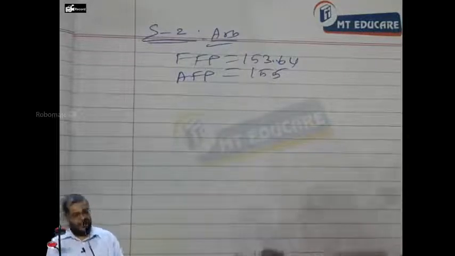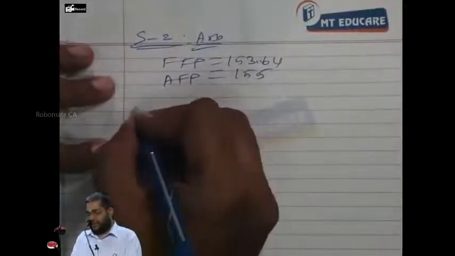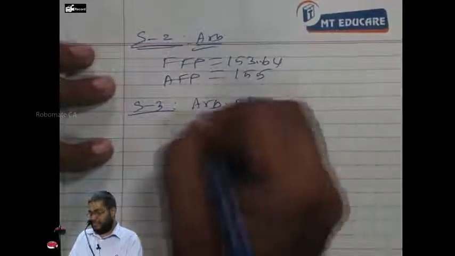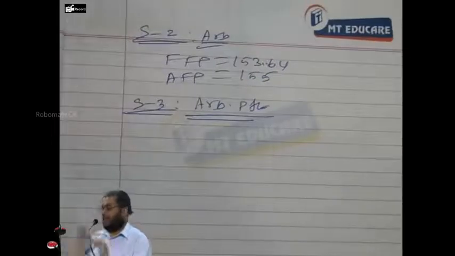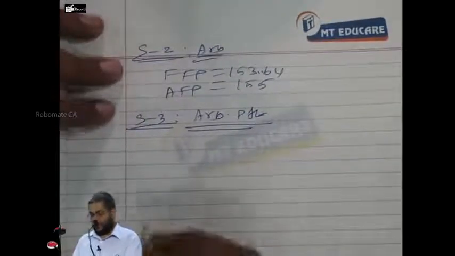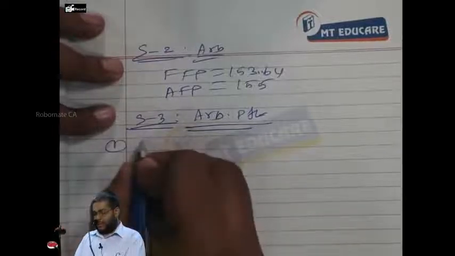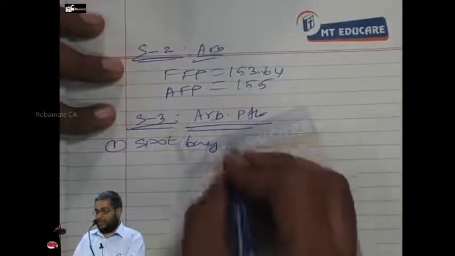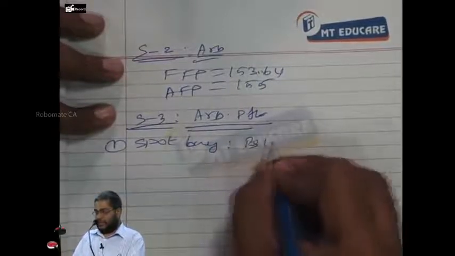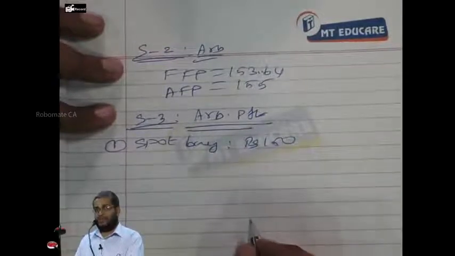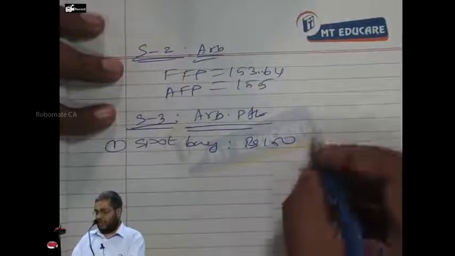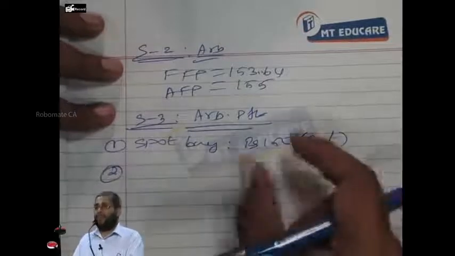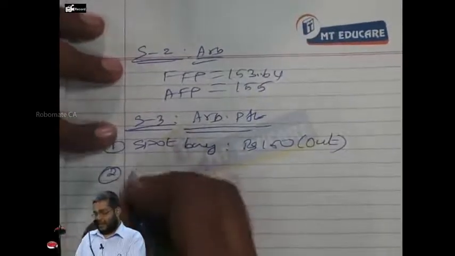Can you do the arbitrage profit or not? Now, step number 3, arbitrage profit. Let's start. Point number 1: spot buy, at how much? Rupees 150. Is the 150 an inflow or outflow? Outflow. Now where to go for the 150? Borrow.